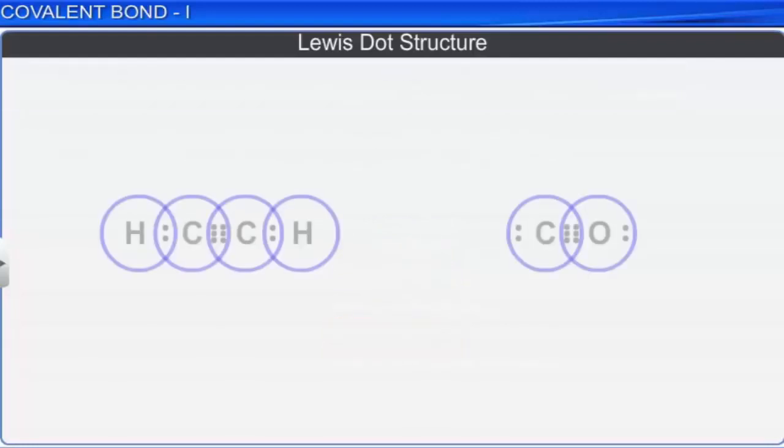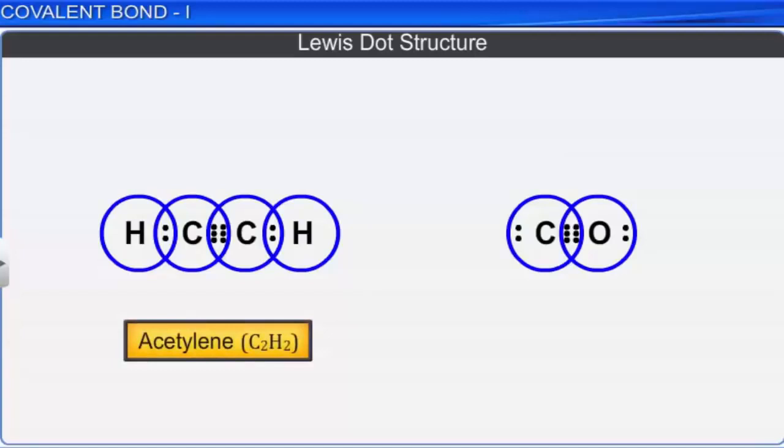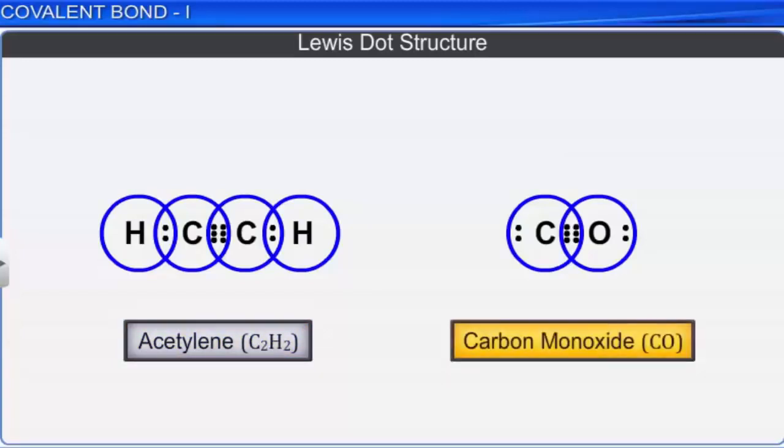Similarly, we can show the formation of acetylene, C2H2, and carbon monoxide molecules by Lewis dot structures as shown.